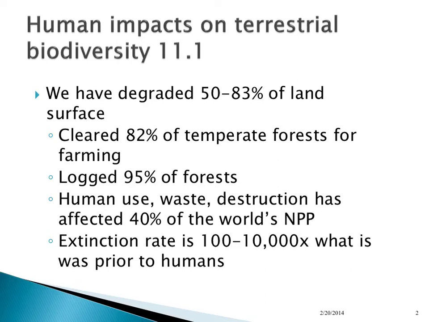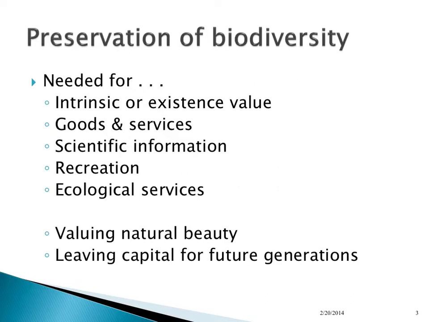And of course, we've increased the extinction rate anywhere from 100 to 10,000 times, a huge range there. But before us, the extinction rate was a much more normal background-like extinction rate. And because losing habitat is the number one reason for becoming extinct, we are deforesting in particular a lot of land, and that's causing a lot of species to become extinct.